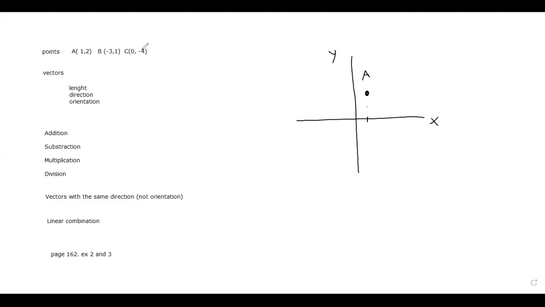If I want to draw (-3, 1), it is the same, but now it's a minus 3, so it means that in the x-axis, I'm not going to the right, I'm going to the left, 3 positions, so 1, 2, 3, and I'm moving 1 up because it's a positive for the y, so that's point B.